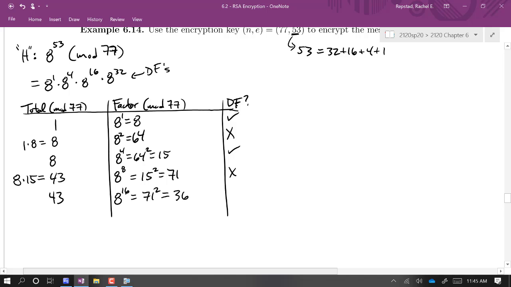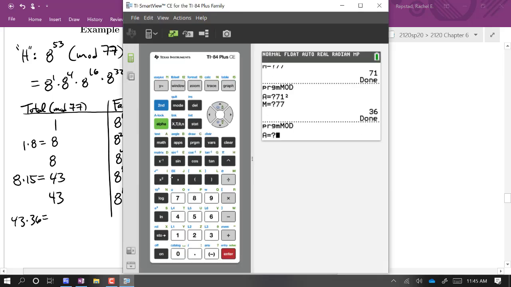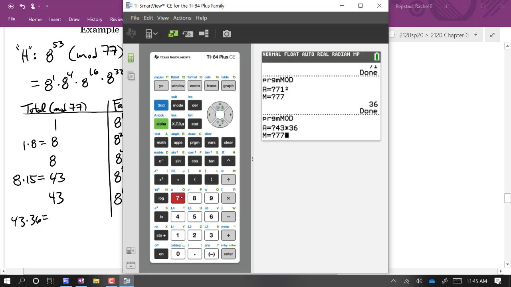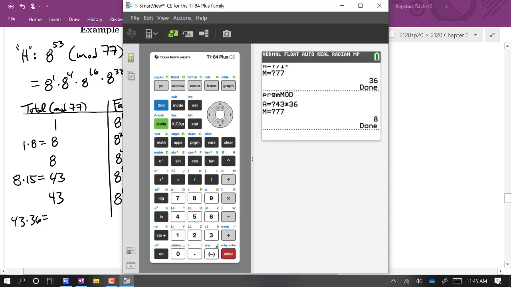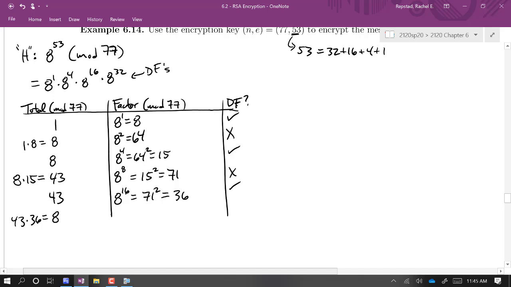That is a desired factor. So 43 times 36, reduce mod 77. I get 8. And then 8 to the 32nd, this is our last desired factor.